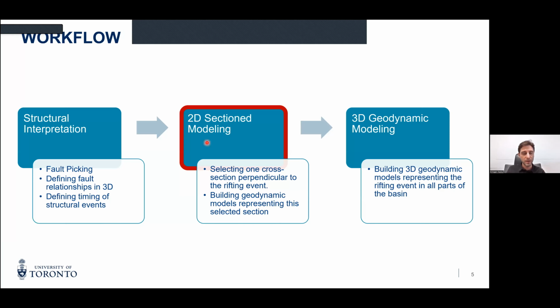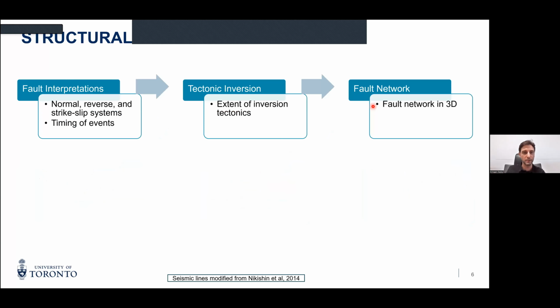when we are building these section models in the future. So the workflow that we followed for this, again, as I said, we did a structural interpretation, including fault picking, defining fault relationships in 3D, and defining timing of these structural events, relative timing of these. And now we built some 2D section models. We picked one of those cross sections and built our computational model based on those. And in the future, the third part of my project will be building a 3D geodynamic model that will reflect how the basin opened as a whole. And I will be talking about this in a while.